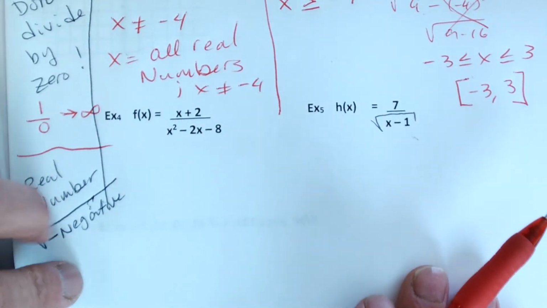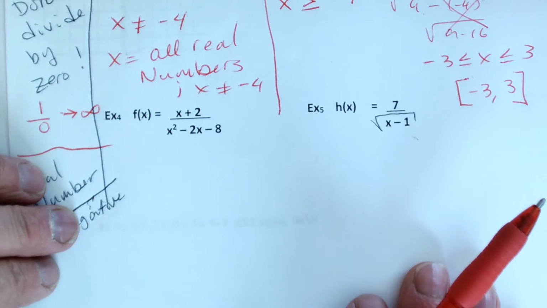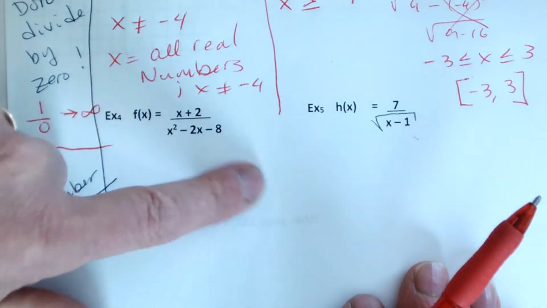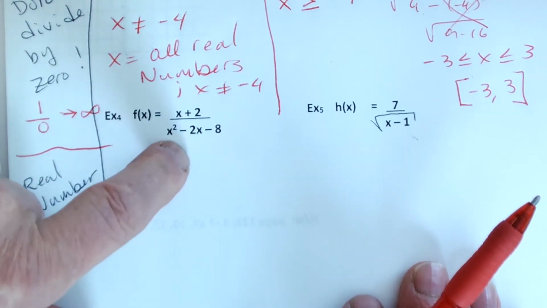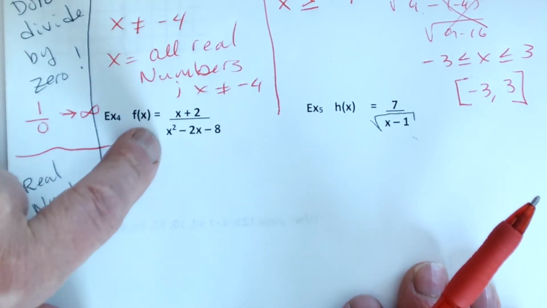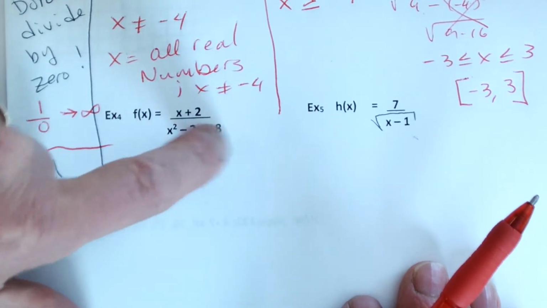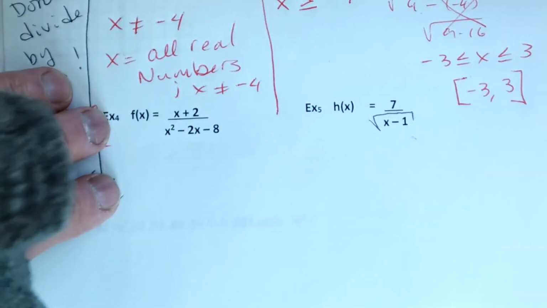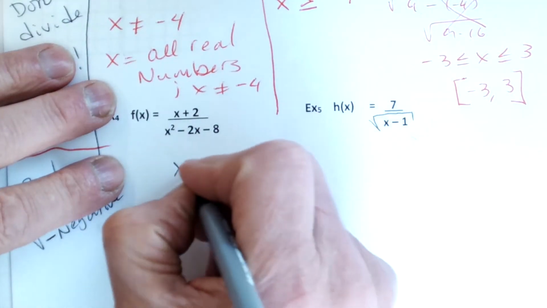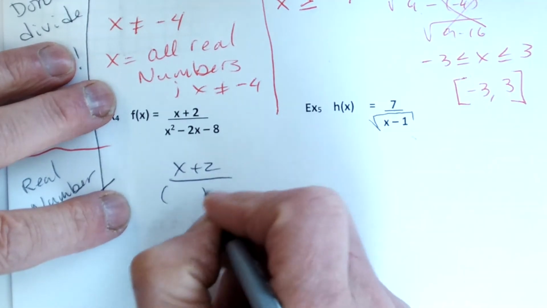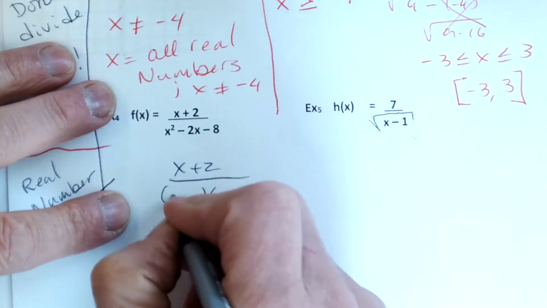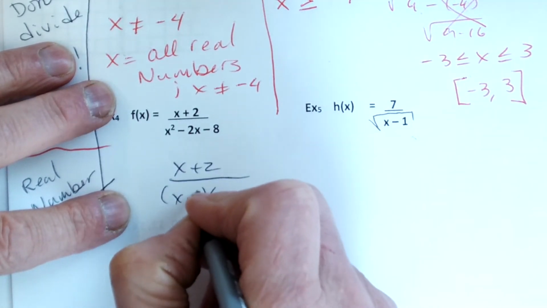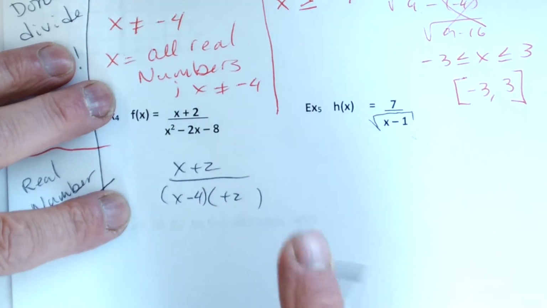4, okay? So if I take a look at 4, oh, I know one thing. I can't divide by 0, right? So there can be some x value in here that I can plug in and divide by 0. So I don't want to divide by 0. So first of all, I'm going to factor this one. I can factor the bottom, so I'd have an x plus 2. Factor this into, let's see, x minus 4 times x plus 2, right?